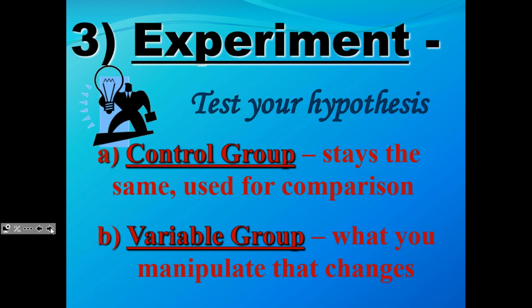The experiment is number 3. We actually want to test our hypothesis. We want to do something. We want to conduct some sort of experiment. And we usually have control groups there. And we also have variable groups. Control groups stay the same. There are some things that we don't want to change. But there are also things that we do want to change so that we can figure out what exactly it is that's causing this issue, this problem.